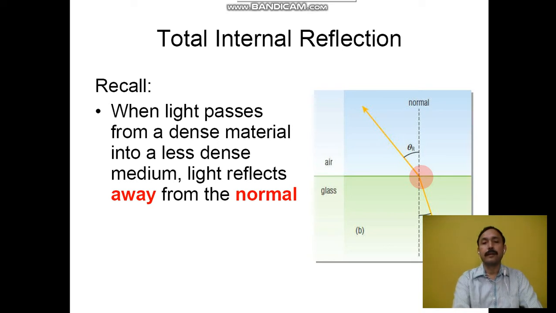When light passes from a dense material to a less dense medium, light reflects away from the normal. From a dense material to a less dense medium, glass to air, it bends away from the normal. This is what we gave in our car example, the muddy surface and car example. This we have already discussed, so this is the recapitulation of our previous lecture.